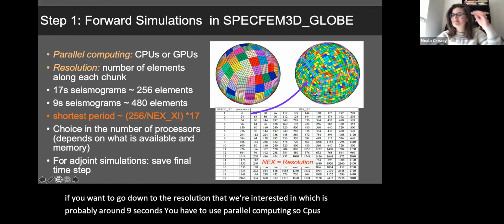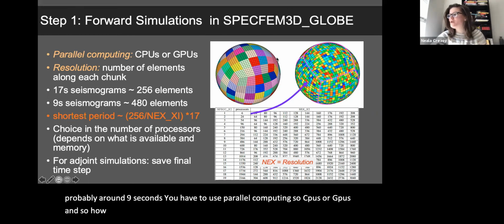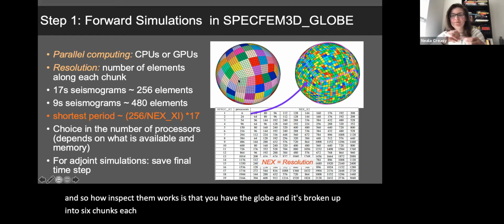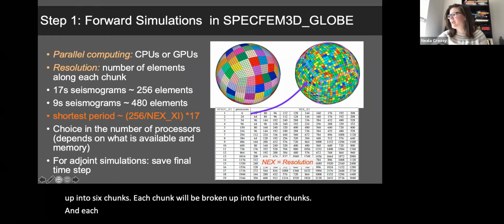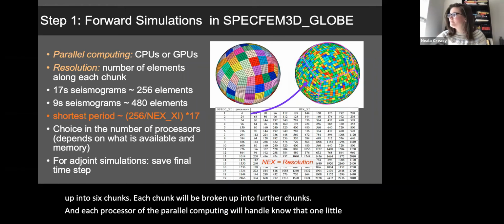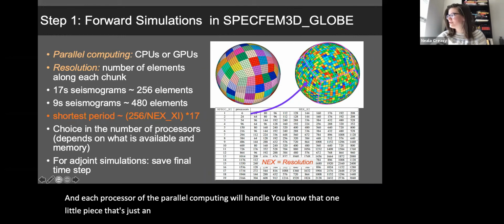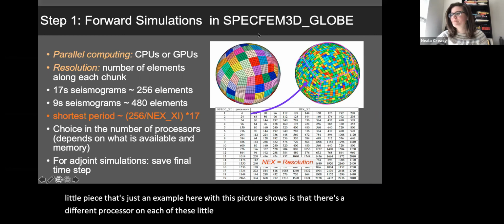And so how SPECFEM works is that you have the globe and it's broken up into 6 chunks. Each chunk will be broken up into further chunks, and each processor of the parallel computing will handle one little piece. This is just an example here. What this picture shows is that there's a different processor on each of these little pieces inside the globe.